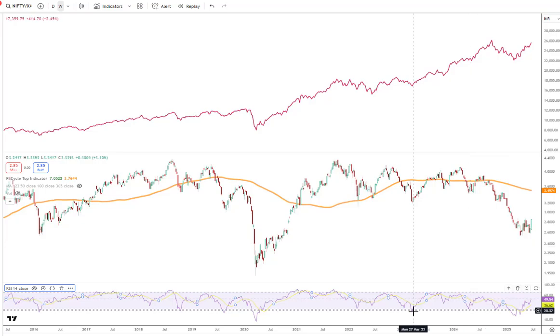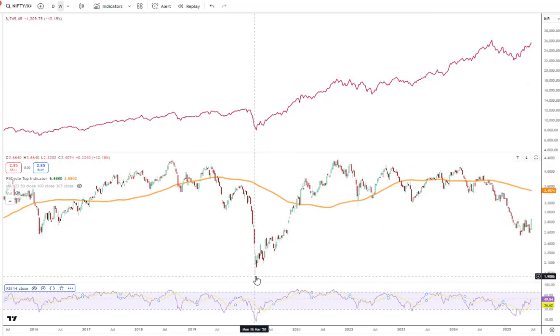So here we see that the RSI fell below 30. The ratio was trading around 3.3. And in Nifty, we saw a major rally from here. Nifty essentially moved from around 17,000 levels to the 26,000 levels. That's an upside of almost 50%.